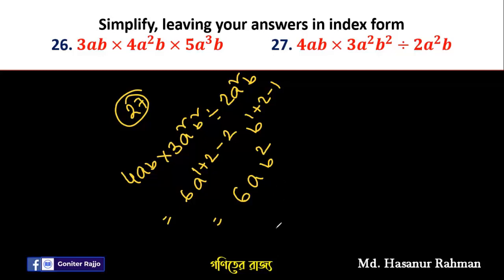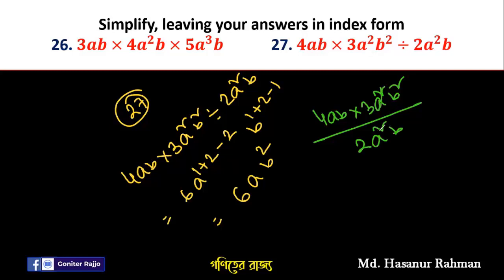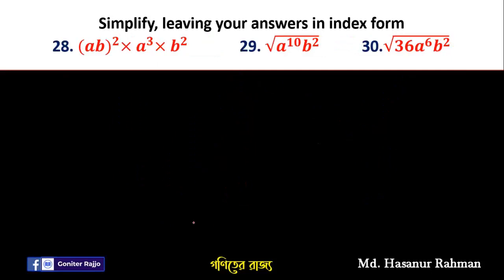And we can solve it in another way. Look, 4ab multiplied by 3a squared b squared divided by 2a squared b. So a square we can cut, b and b we can cut. 4 divided by 2, it will be 2. So our final answer will be 2 threes are 6ab squared. You can choose any method. Both methods are correct.